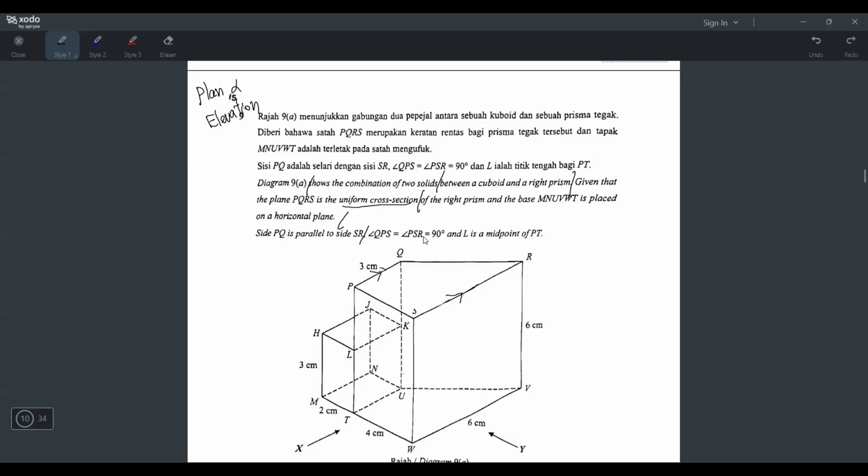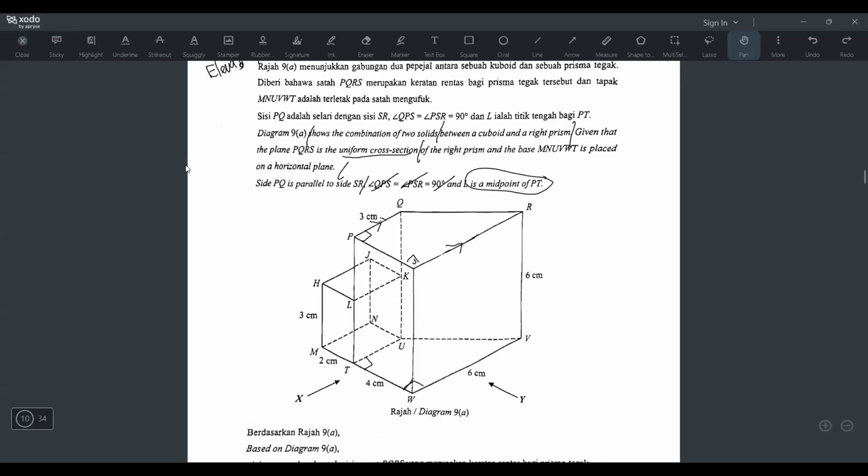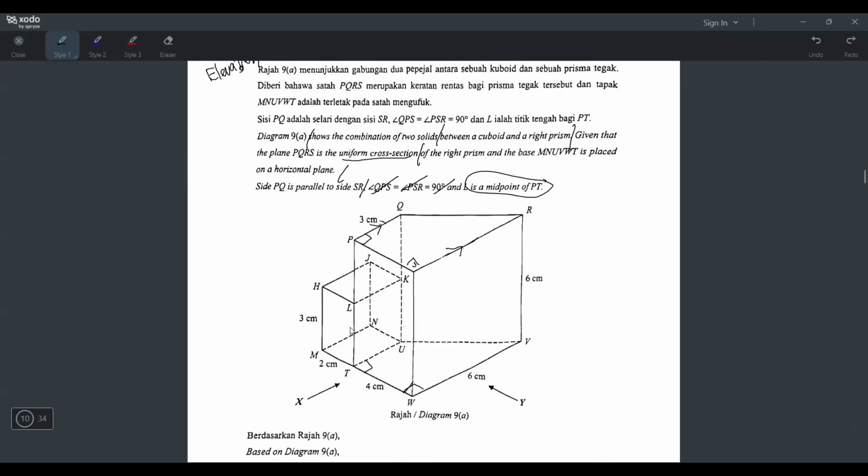Okay, now what it says, angle QPS and angle PSR are 90. Let's label this QPS 90. So this is 90. Another 90 is PSR also. So PSR 90. Okay, no problem. So this must be 90 also. Okay, now what else? L is a midpoint of PT. This one is very, very important. Because if I never read this, then I would never know here is 3 cm. Why I write 3 is because this one is 3. So this will be 3 also. But since L is the midpoint of PT, that means the length here and the length here are the same. So 3. That means here also 3.